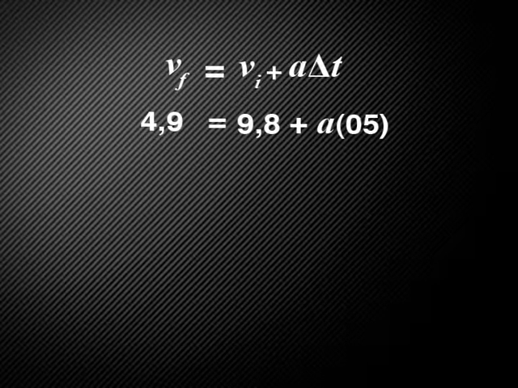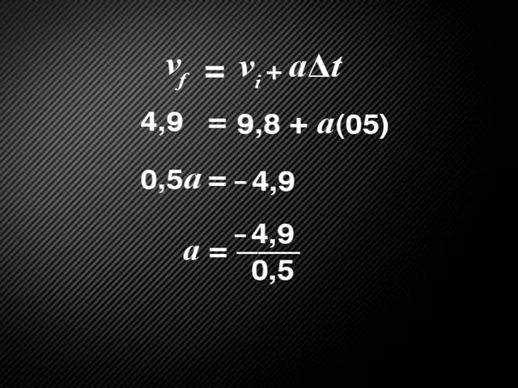So 4,9 is equal to 9,8 plus acceleration times 0,5. Then we subtract 9,8 from both sides. Therefore, 0,5 A is equal to negative 4,9. By solving for acceleration, we see that A is equal to negative 9,8 meters per second squared.